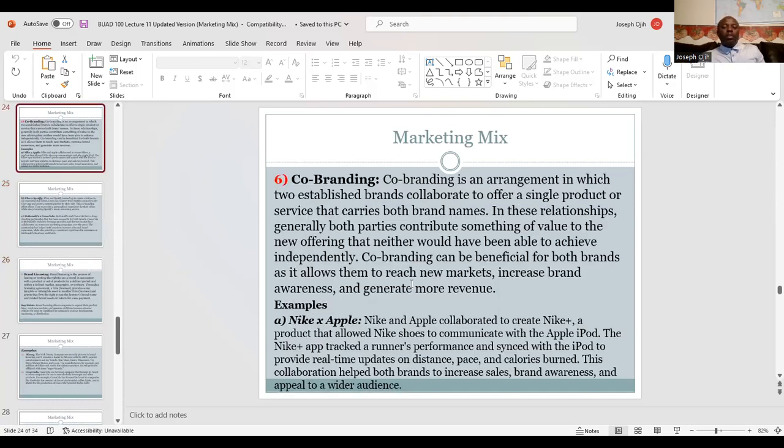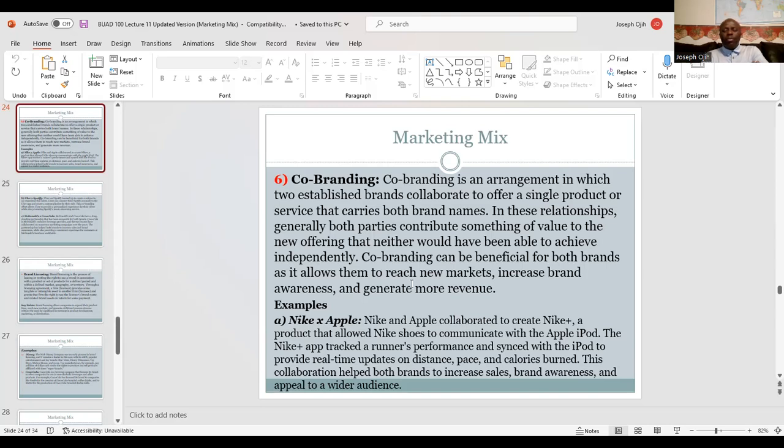Co-branding. In this arrangement, two established brands team together to collaborate to offer a single product or service. So now, like I say, co-branding, you can use this arrangement to sell a lot of products.